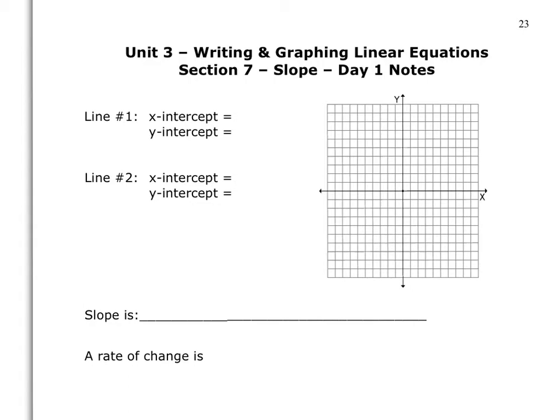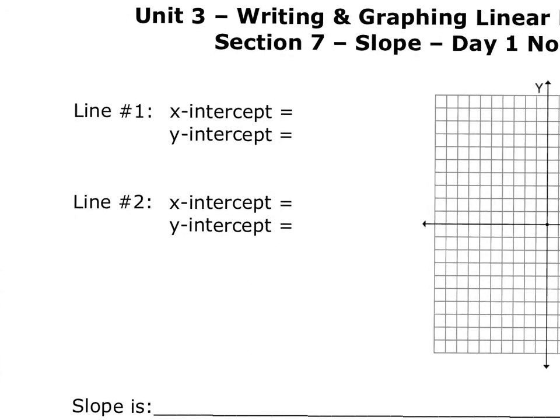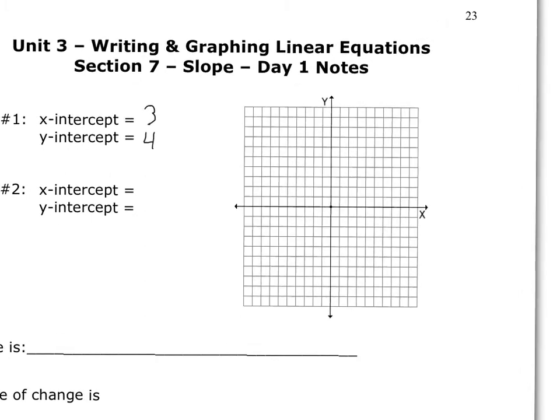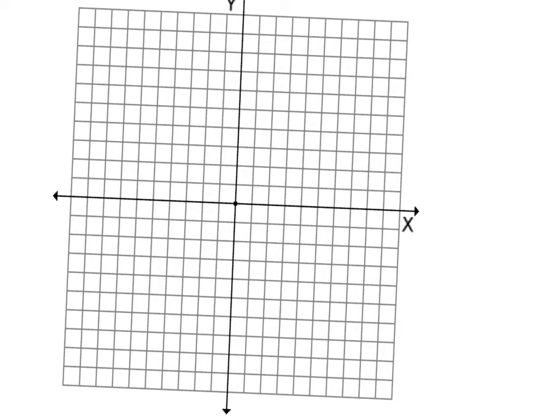Okay, I'm going to give you a couple of lines and I'm going to ask you to go ahead and graph them. Okay, so the first one, I want you to graph a line with an x-intercept of 3 and a y-intercept of 4. Okay, so go ahead and do that. If you had graphed that, you should have had an x-intercept of 3 and a y-intercept of 4, and you should have drawn that line and labeled it number 1. Okay, so that's the first one.